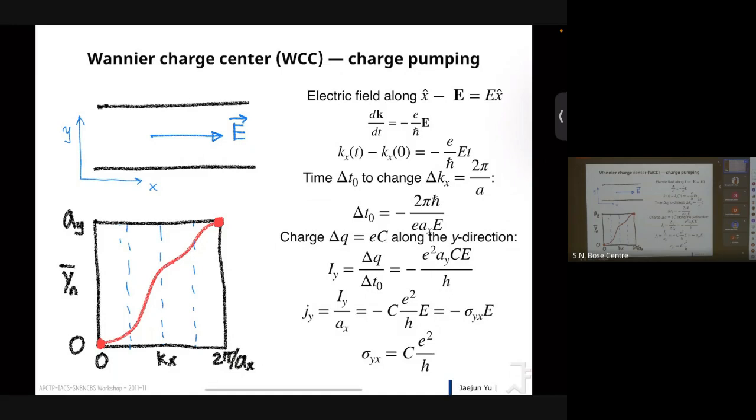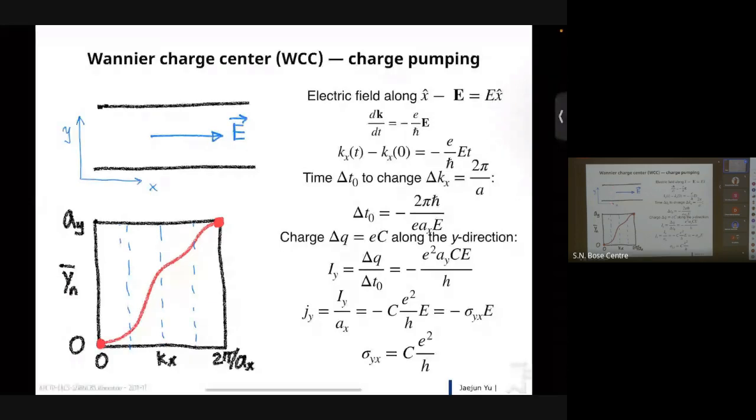So in that way, your current is defined by Y of delta Q over delta T. That's the definition of current. And then by putting all these numbers, you get the current along Y direction, which is normalized by field currents, in this case, is proportional to the electric field along X direction.